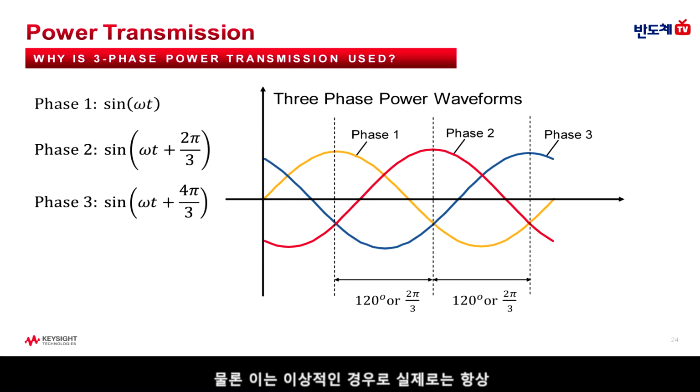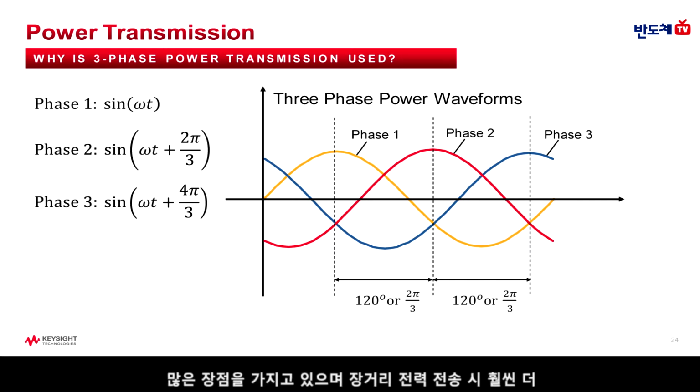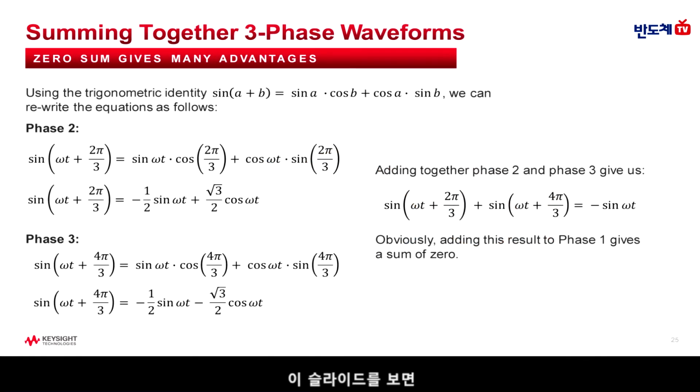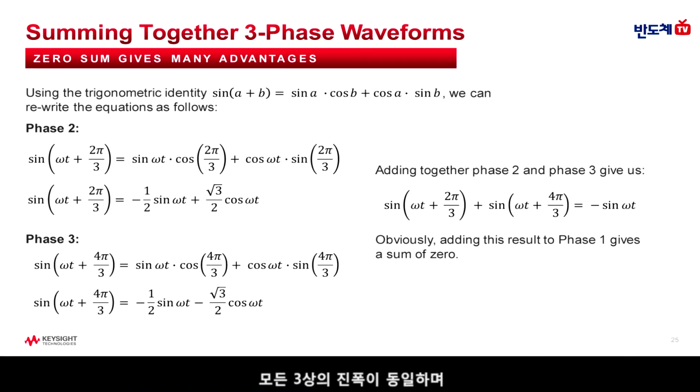In reality, there's always going to be a little bit of maybe phase and magnitude mismatch. But I'll show you in the next couple slides that by doing this 3-phase transmission, it's got actually a lot of nice advantages and is a much better way to transmit power over long distances. What I'm going to show you in this slide is that the sum of the voltages and currents in a 3-phase power system, where all 3 phases are of equal amplitude and exactly 120 degrees apart, always add up to 0. So to do that, we make use of this trigonometric identity shown at the top of this slide.